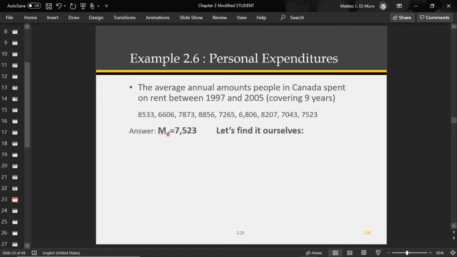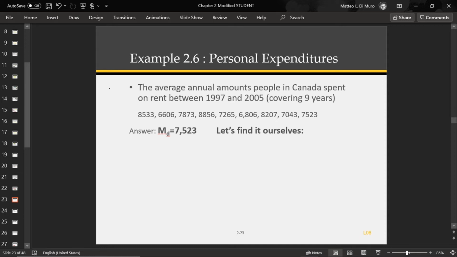All right. Here we go. Let's do an example. Boom, boom, boom. Oh boy. I need to get a stylus. It's tricky to write. So, the average annual amounts people in Canada spent on rent between 1997 and 2005. Remember 2005? So it's 9 years. Here's the yearly rent, I hope. Those are some swanky apartments at $8,553. So we got them all here in no particular order. And, well, there we go. There's the answer. The median is 7,523.